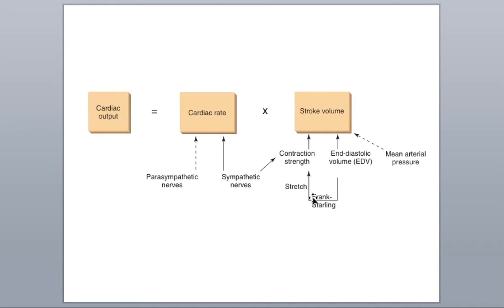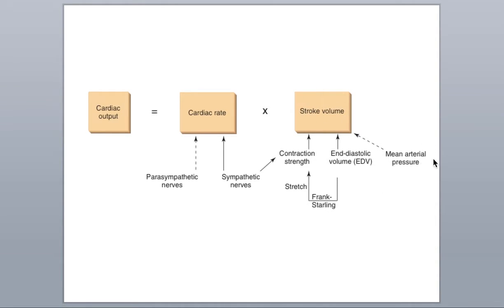Now, we're going to have some type of stretch, which causes the Frank-Starling mechanism to occur. And again, that's all because of the increase in venous return, blood coming back to the heart. So that's going to cause it to stretch, going to cause the force of contraction to increase, causing stroke volume to increase.